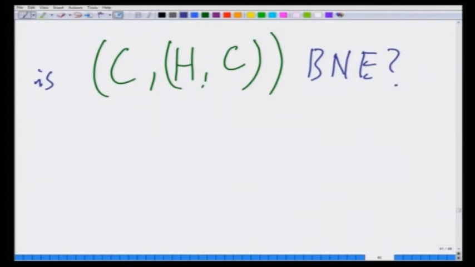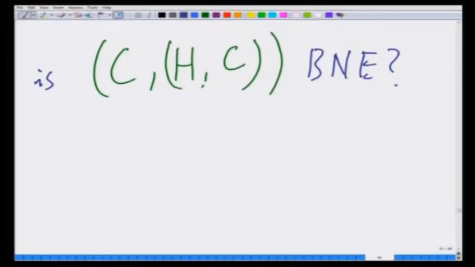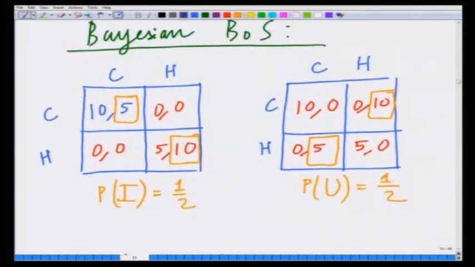Well, the boy is choosing C, the girl of type I is choosing H, and the girl of type U is choosing C. We can quickly try to see if this is the best response of the girl. If the boy is choosing C, the best response of the girl of type I is to choose C, not H.